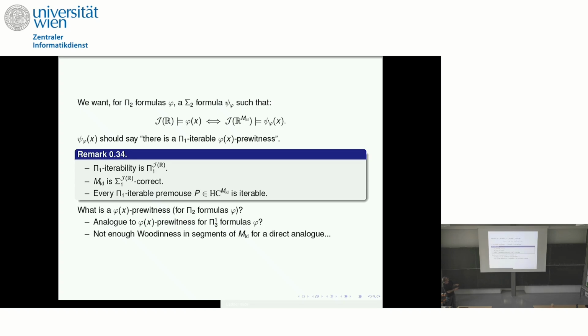Sigma 2, so no, it's pi 2, sorry, yeah. So it's forced about every real that there is a witness to the statement that's at some Mn sharp level. Okay, so we can't do that because we don't have woodenness at that level.